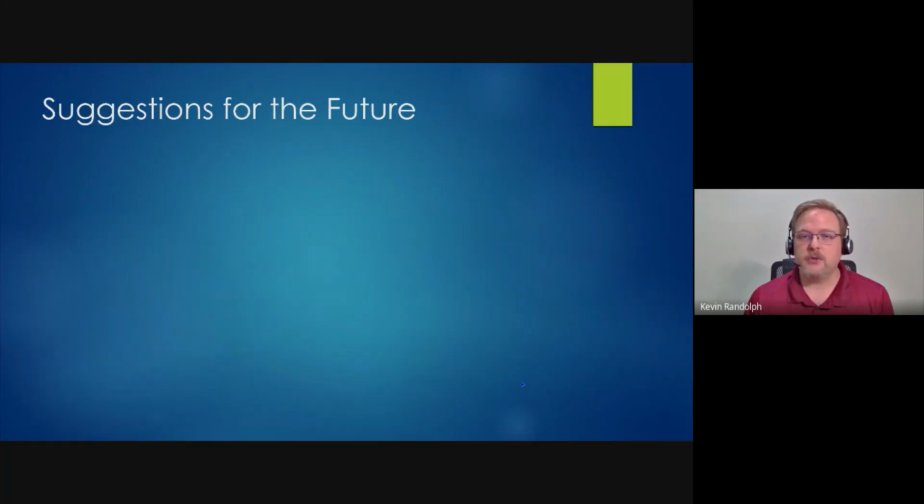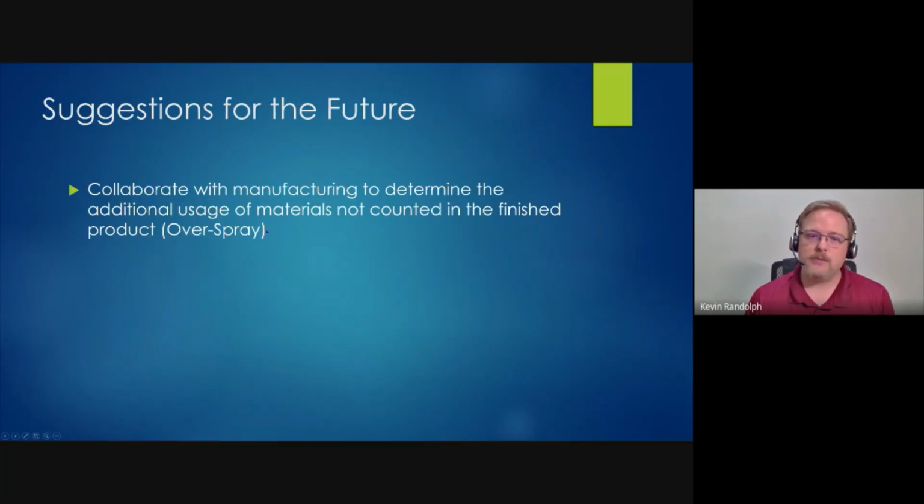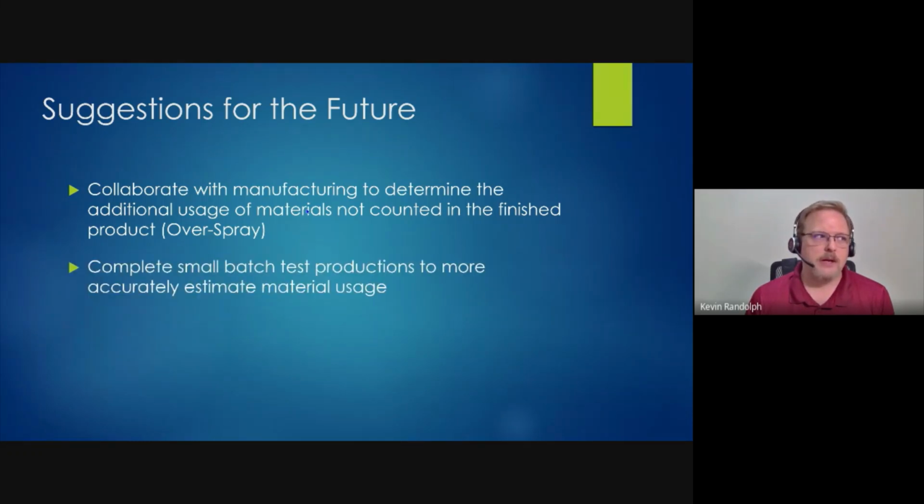So some suggestions for the future for Parsi would be to collaborate with manufacturing a little bit closer this time to determine the additional usage of materials not counted in the finished product. And basically what I'm talking about here is overspray. Like if you're spray painting something, you want to kind of go past the edge to make sure that you have a good even coat of that spray paint on your object. And I imagine that's quite a similar case here with the spray foam insulation that they're using in the refrigerators. Also, Parsi should collaborate with manufacturing on the small batch production runs to more accurately account for that overspray.